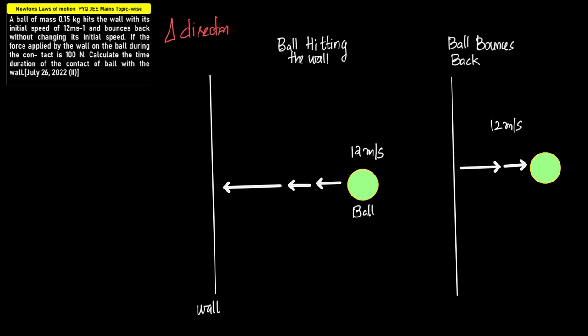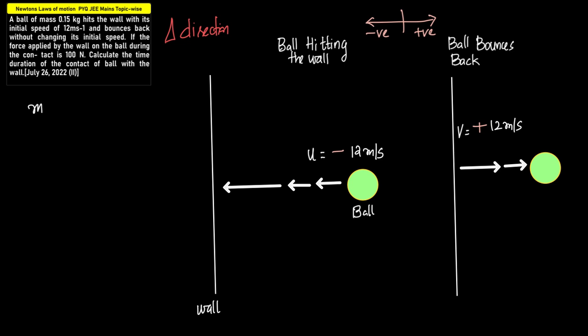Now, to not use the vector approach, we just use the sign here. So since it is moving towards left, I'll take this as negative, and since it's moving towards right, I'll take this as positive. So this is the reference frame that I've chosen. Motion towards right is positive, and motion towards left is negative. Okay, so what does this mean? This means that initial velocity u is minus 12 meter per second and final velocity v is 12 meter per second. So now let us write down things.